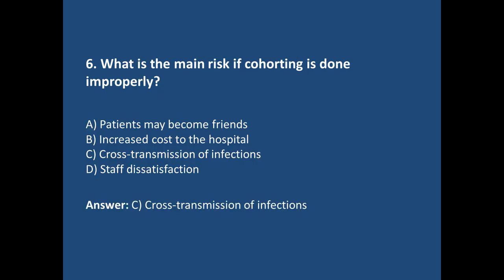And the answer is C. The main risk if cohorting is not done properly is the cross-contamination or cross-transmission of infections.